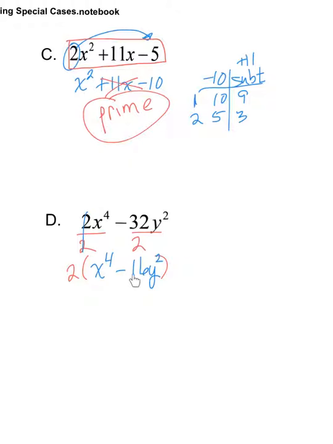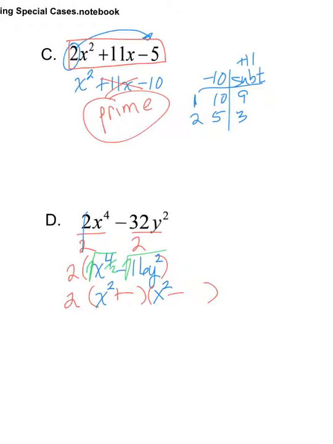Then look in here. This is a binomial. This is a perfect square. Perfect square, perfect square. So it's the difference of two perfect squares. So that 2 still gets brought down, but this binomial gets split into two binomials with a plus minus pattern. So for here, we're going to take the square root of x to the 4th. So remember, if I take the square root of x to the 4th, I'm dividing this by 2. So I get x squared here and x squared here.